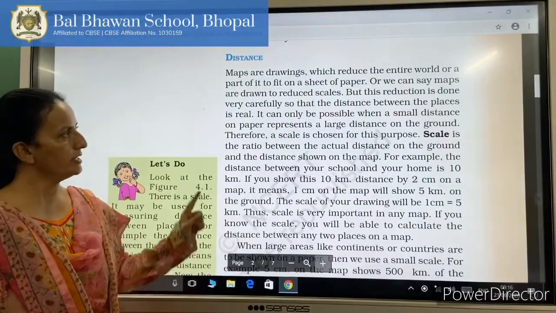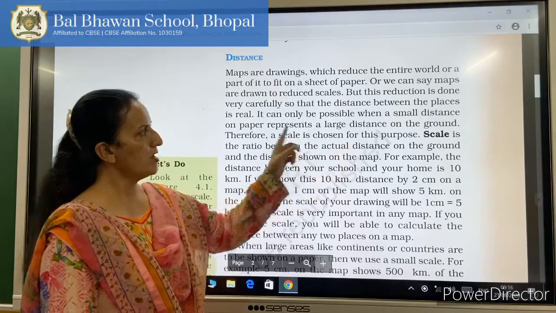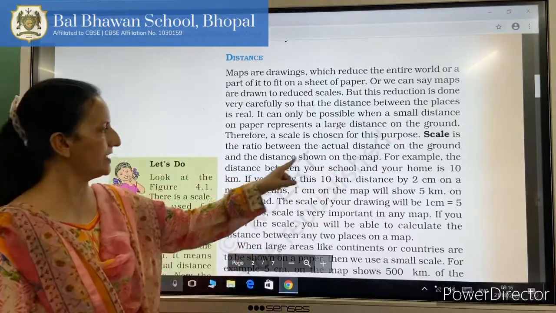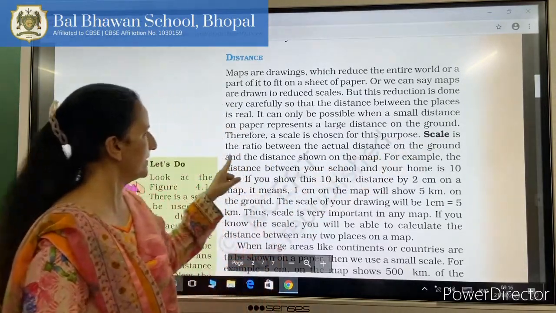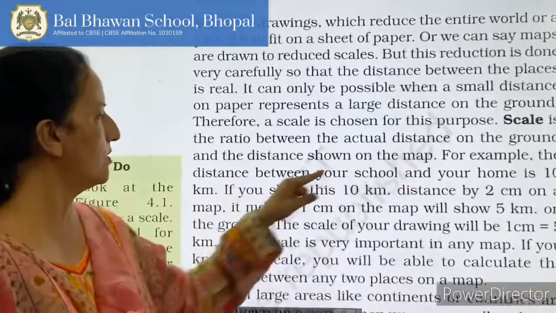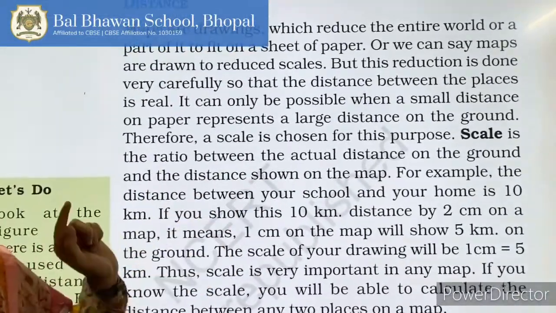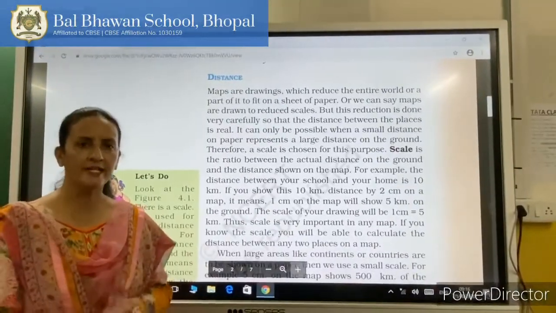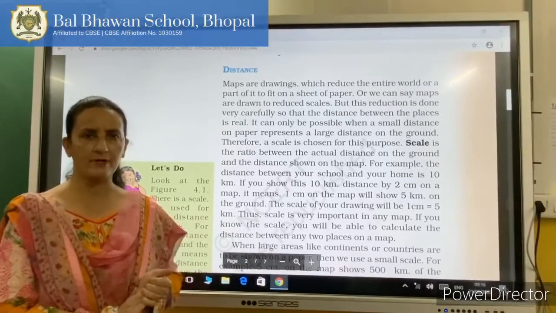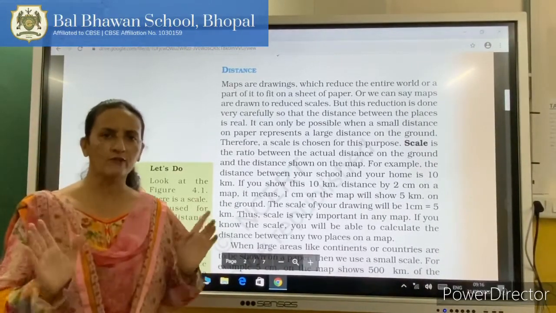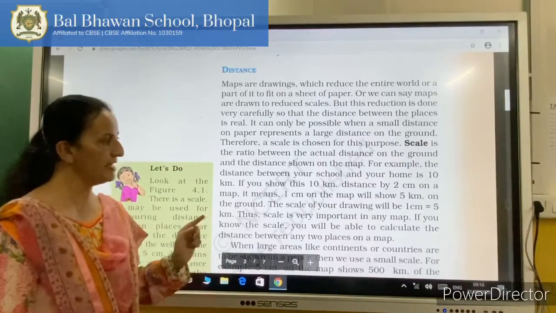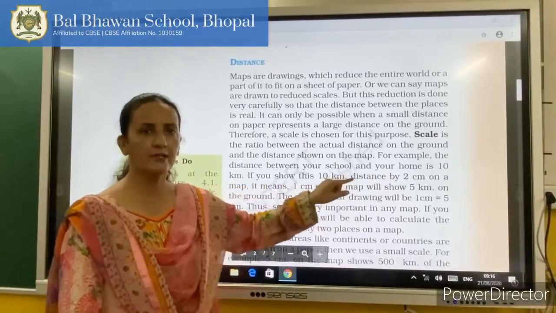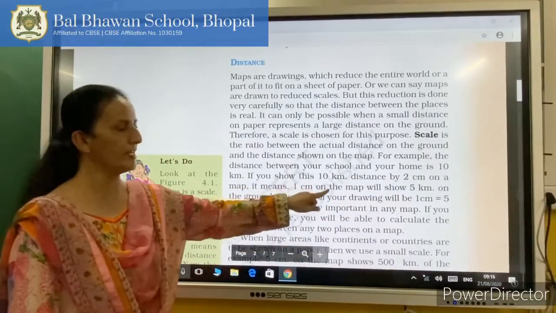So children, in order to measure the distance of a place on a map, we use scale. As it is written in the book also, scale is the ratio between the actual distance on the ground and the distance shown on the paper. For example, if you have to show the distance of 10 kilometer on a sheet of paper, it is not possible to show 10 kilometer on a paper. So what has been done, that centimeter of a scale is used to represent 10 kilometer distance.